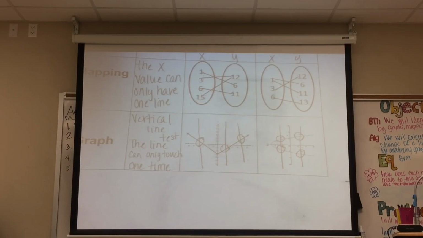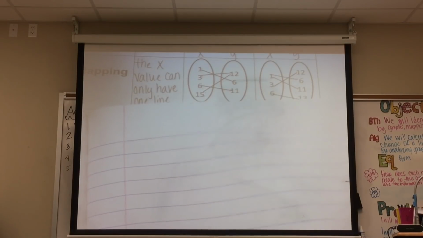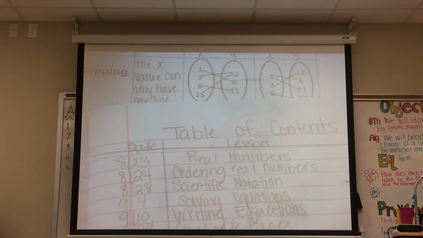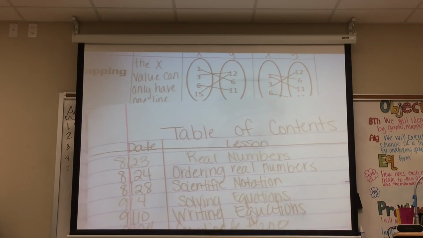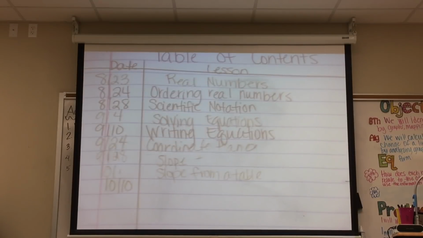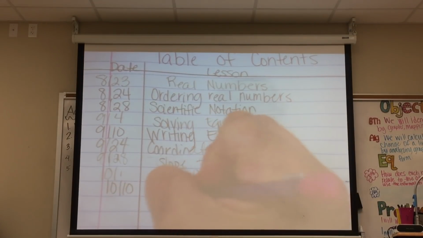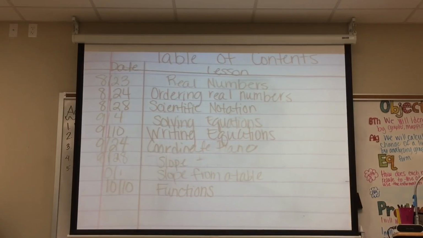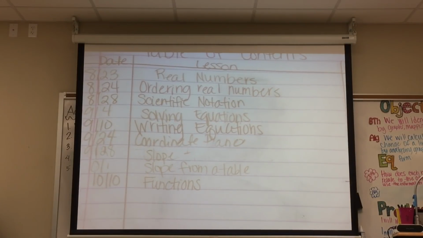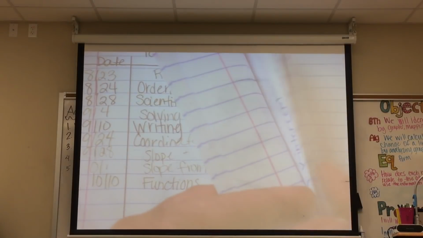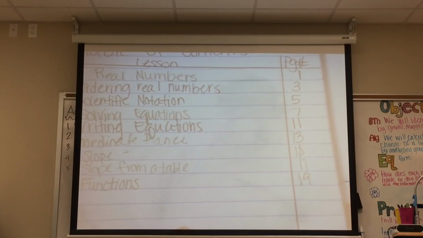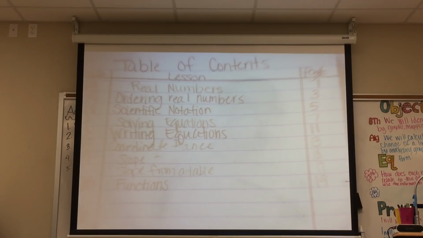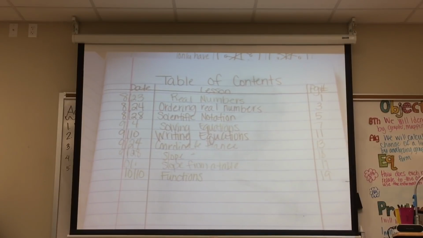Now, if you will, get out your composition book. Turn to the table of contents in your composition book. Today is 10-10. I then would like you to write functions. The page that I'm currently on is 19. Remember, you might not be on page 19, so please check your next clean page.